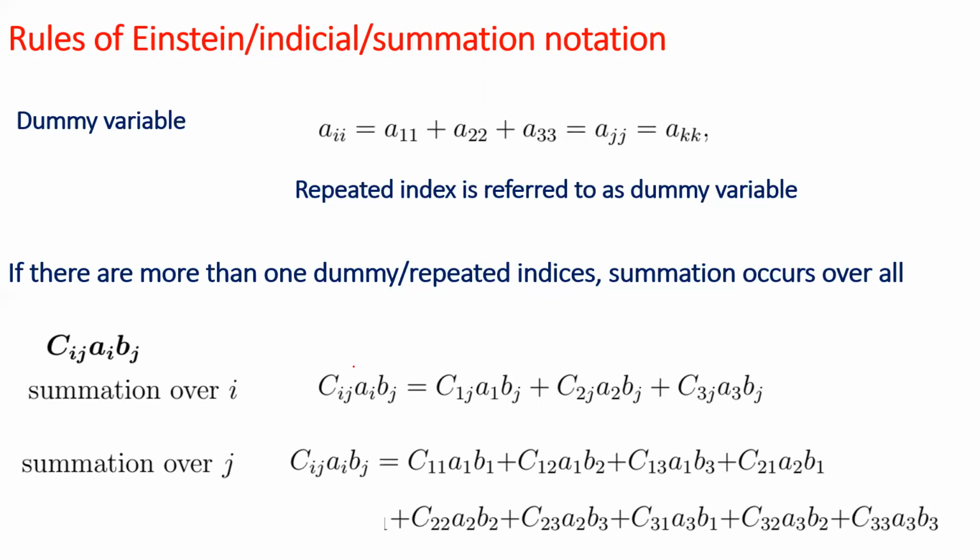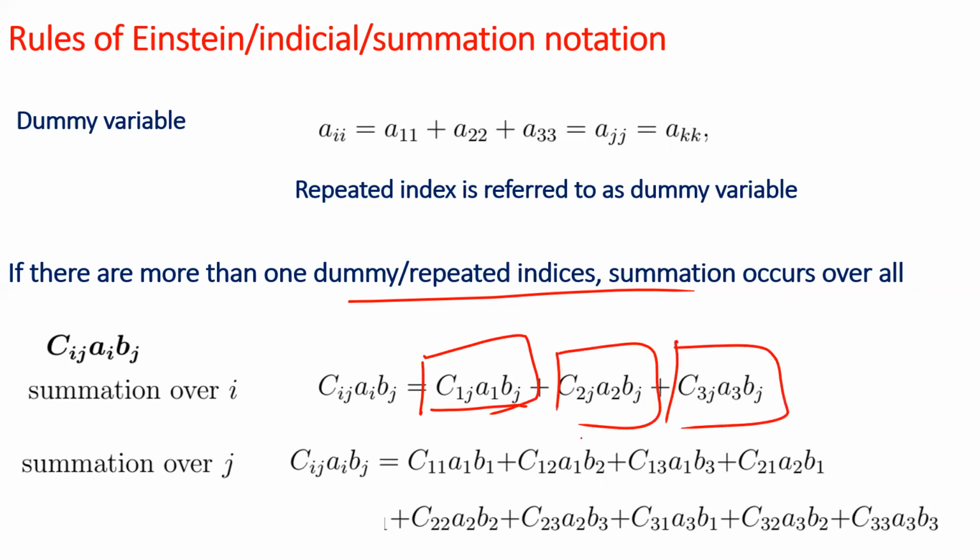So this is the second rule that we should know, that if there are more than one dummy variable or dummy index, then the summation occurs over all of them. If you want only partial, then please be specific. This alone represents 3 terms. This alone represents 3 more terms. This alone represents 3 more terms.